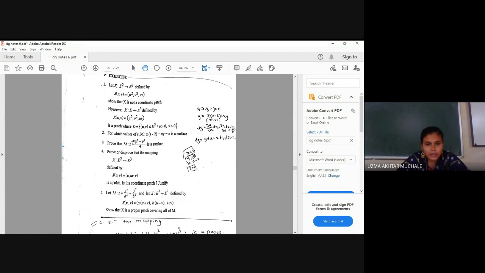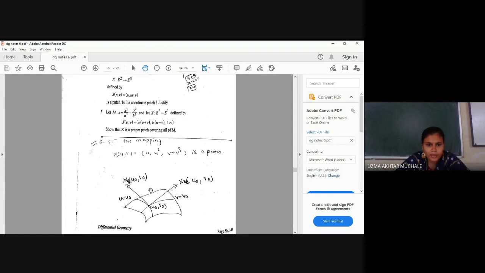Then this is nothing but your function. What is the function g? g is equal to x square minus y square minus 4z is equal to 0. Then simply find out dg, that is dou g by dou x, dou g by dou y, dou g by dou z. Similarly, you can prove whether this mapping is a coordinate patch or not. Okay. So solve all those exercise examples, and if you are having any doubt, you can ask.